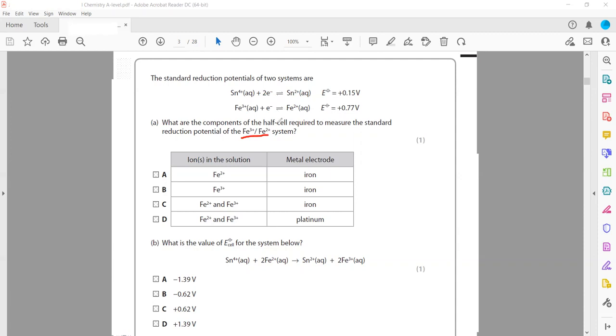Look, as you can see, there is a change in oxidation number, plus 2 or plus 3. Either plus 3 can change to plus 2 or plus 2 can change to plus 3. So whenever there is a change in oxidation number, but a metal atom is not formed, or ions are not forming atoms, or atoms are not forming ions, at that time the electrode which we use should be platinum. We don't need an iron electrode, we need a platinum electrode, and the electrolyte should contain equimolar, equal moles of iron 2 as well as iron 3.